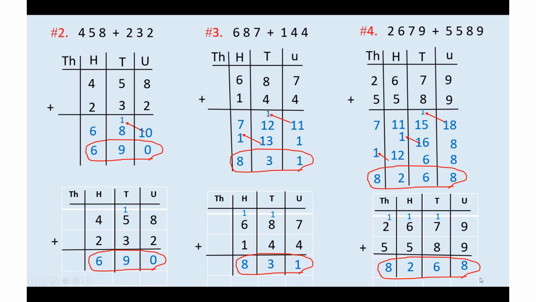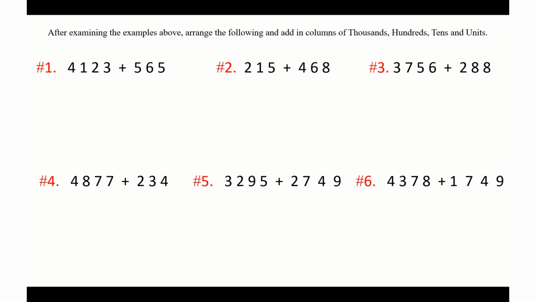Good job. Thanks for your patience. Now we see our exercise. After examining the examples above, arrange the following and add in columns of thousands, hundreds, tens, and units. So here are the numbers that you have to add. You draw the columns, thousands, hundreds, tens, and units. You arrange the numbers in the columns, the various columns, and you add. Where you have to carry from one column to another, you do that.